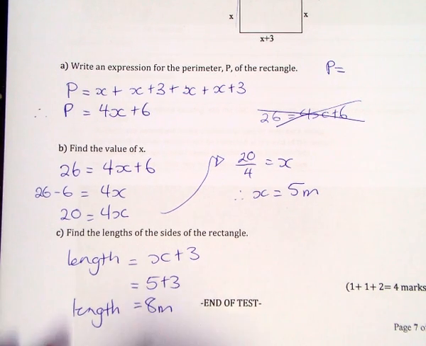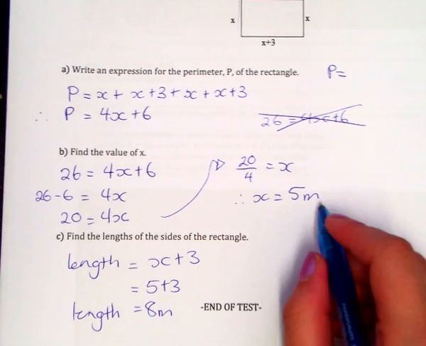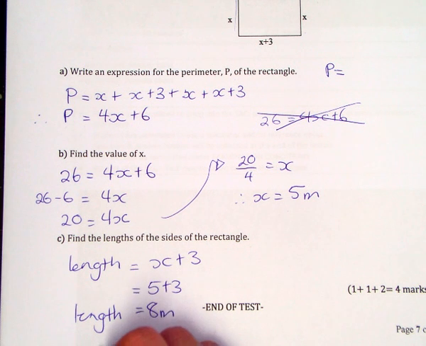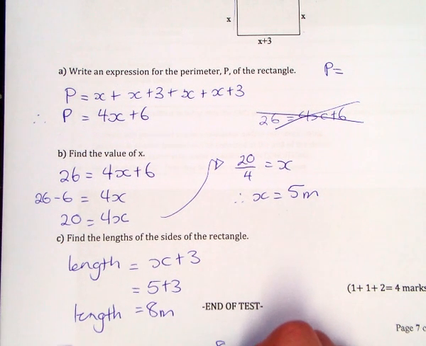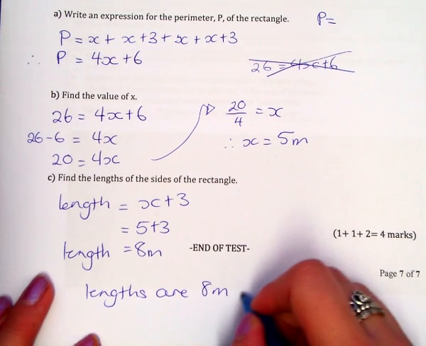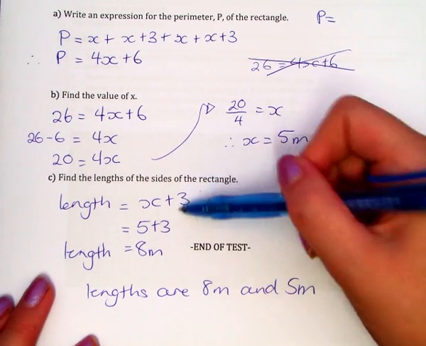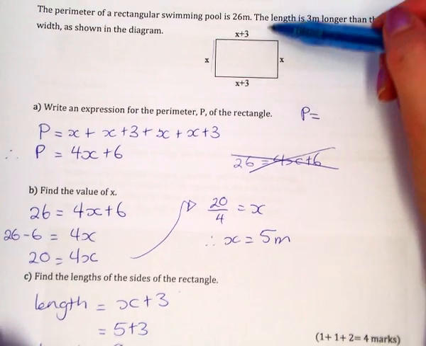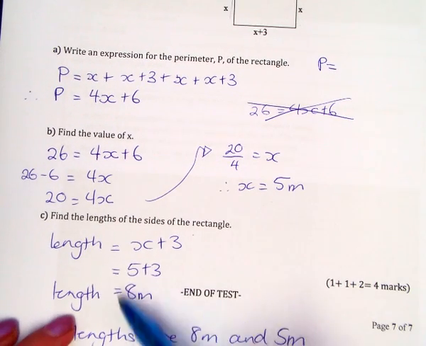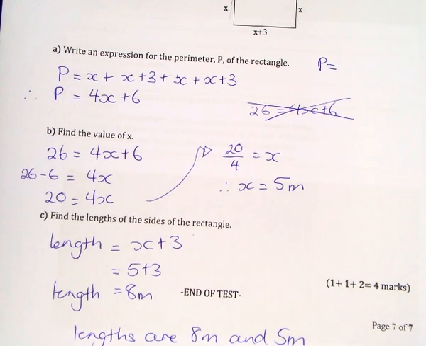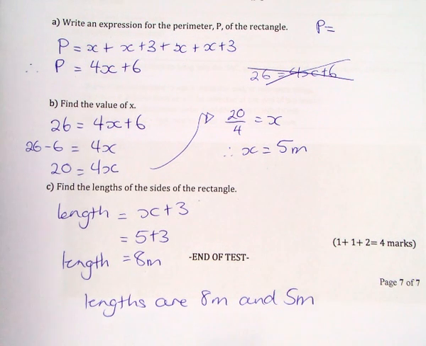Okay, you only needed to show that length there. We know that x is 5 metres, so our lengths are going to be 8 metres and 5 metres. But you needed to show this calculation here that you knew the length was x plus 3, and since x was 5, the length's 8 metres and the other length is 5 metres. Okay, and that gave you the full marks for that one.